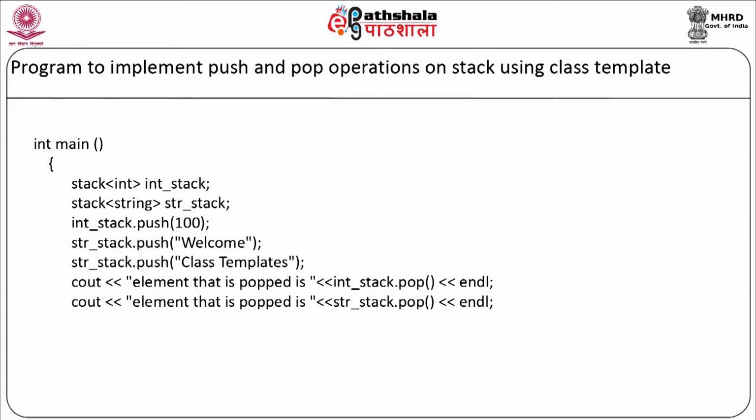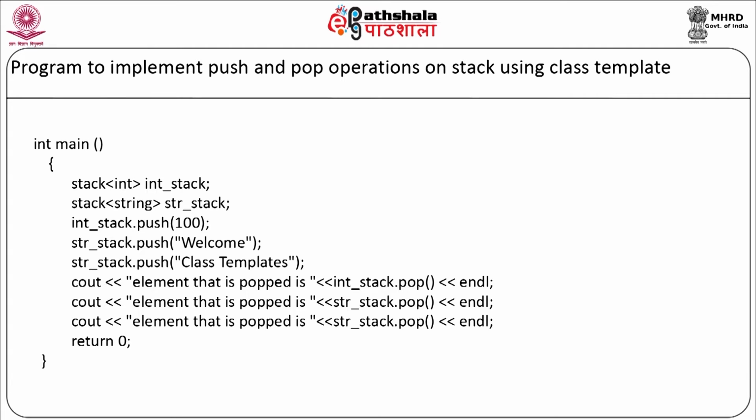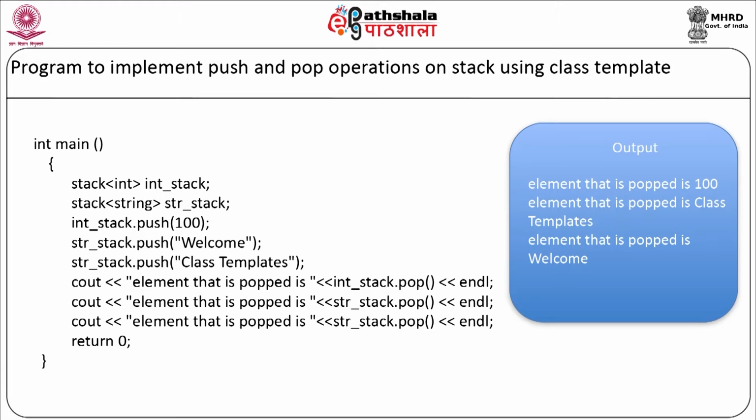Element that is popped is str_stack.pop(). So it is going to pop out the element class template. Element that is popped is str_stack.pop(). Now it is going to take out the string welcome, and return 0, and the program will end. Now when the above code is compiled and executed, it will produce the result: element that is popped is 100, element that is popped is class template, element that is popped is welcome.